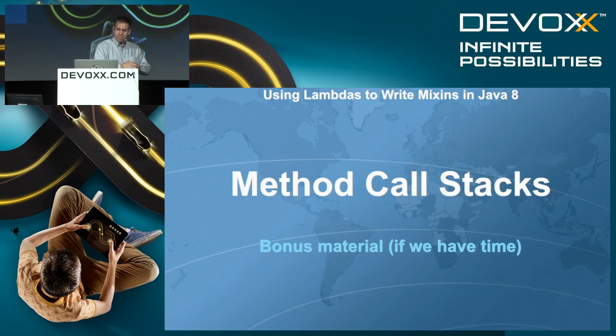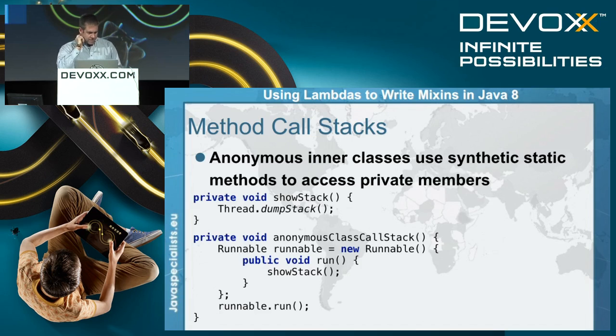So I'll put in a bit of bonus material if we have time, which we do have, so that's good. We also have time for questions, which we'll take in a moment. People often think that lambdas are anonymous inner classes, and people have always said they're not, and they're not. They're not anonymous inner classes. They do work quite a bit differently internally. The core stack does have some differences.